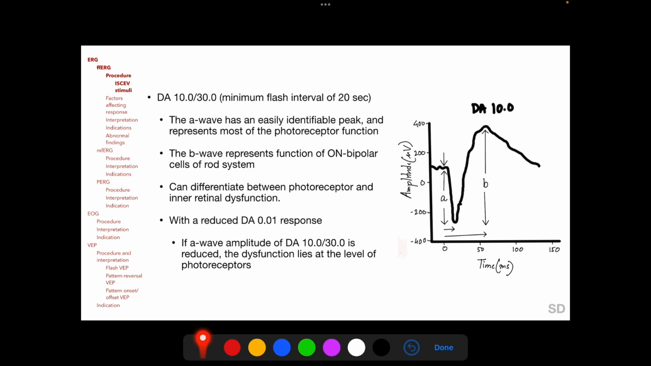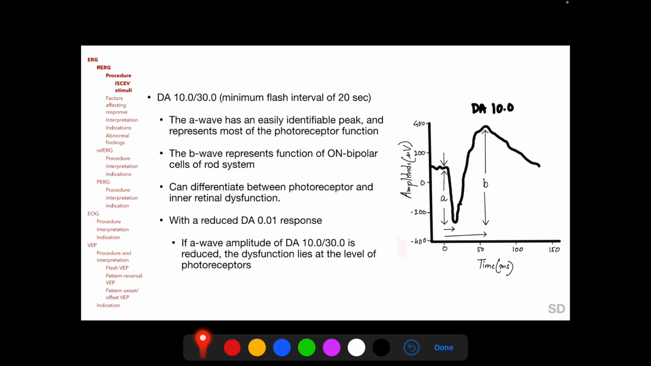The next testing protocol is dark adapted testing with 10.0 intensity stimulus or a 30.0 intensity stimulus with a minimum flash interval of 20 seconds. In the response to this testing protocol, the A wave has an easily identifiable peak, and the A wave represents most of the rod photoreceptor function. The B wave represents function of the on bipolar cells of the rod system. This testing protocol can differentiate between photoreceptor and inner retinal dysfunction of the rod system.